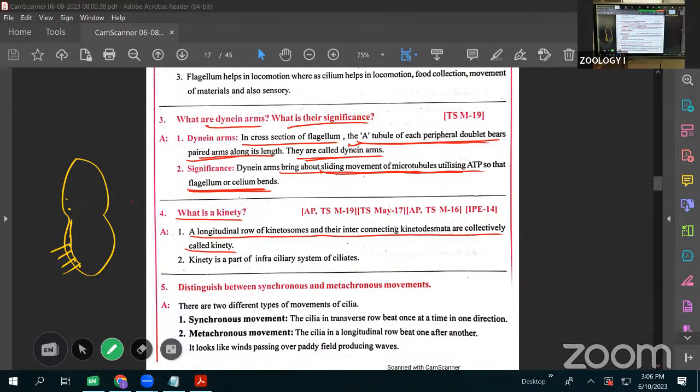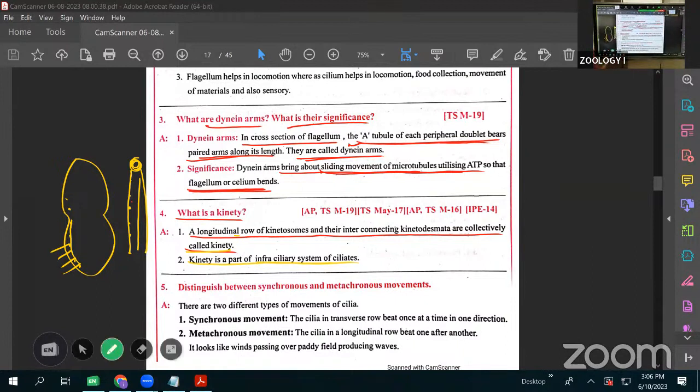The thread-like structure is called the kinetodesmata. The dotted lines are the kinetosomes, and they are connected by the thread-like kinetodesmata. The longitudinal row of kinetosomes and their interconnecting kinetodesmata is collectively called a kinety. Kinety means kinetosomes plus kinetodesmata in a longitudinal row. Kinety is a part of the infraciliary system in ciliates. The infraciliary system means all the longitudinal rows combined with the motorium.